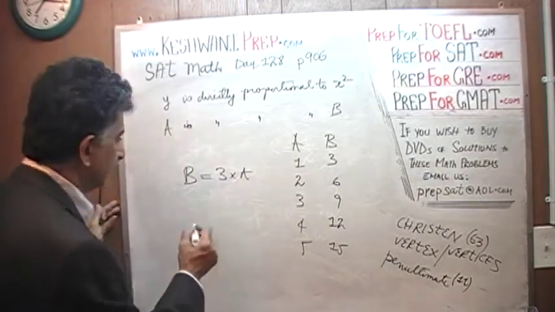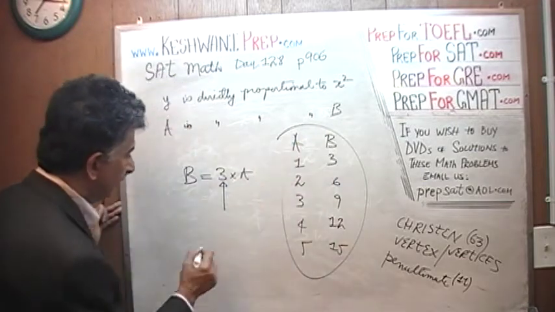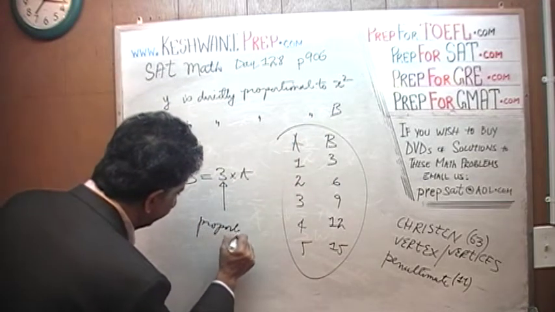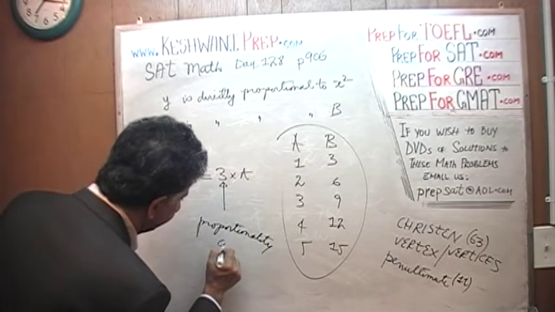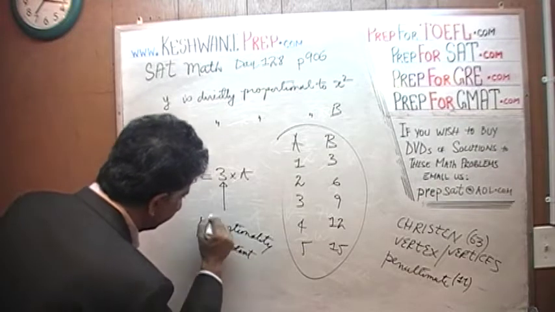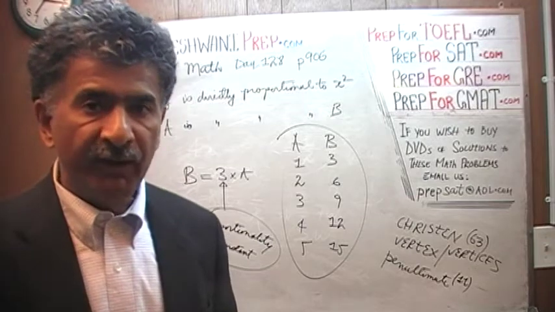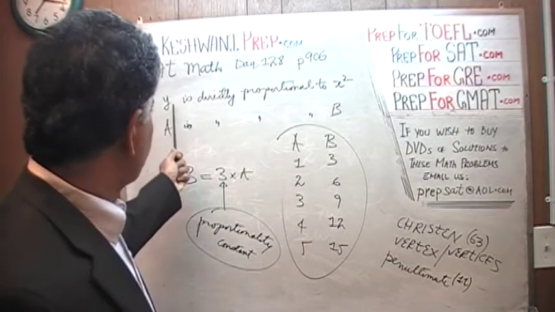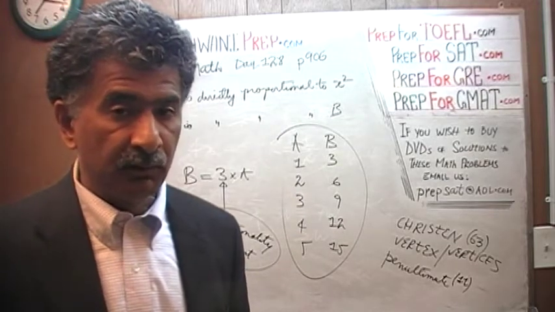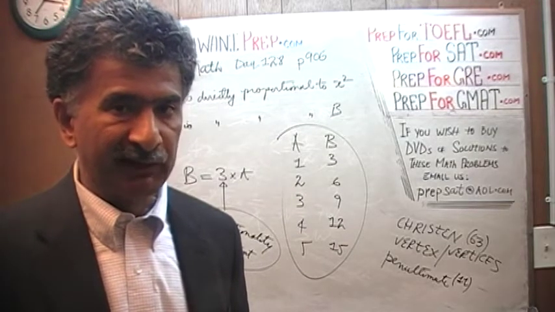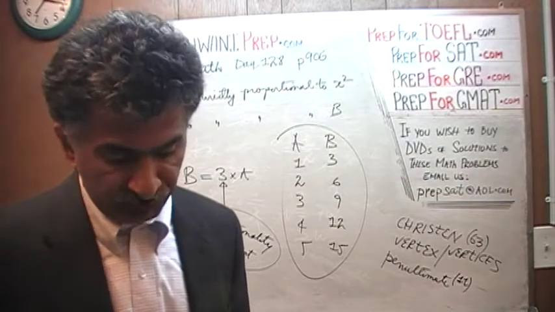And this 3 that we see from this example is called the proportionality constant. We need to find that proportionality constant for this relationship between y and x squared. Unless we find the proportionality constant between y and x squared, we will not have the equation that we need in order to answer the question that is being asked.